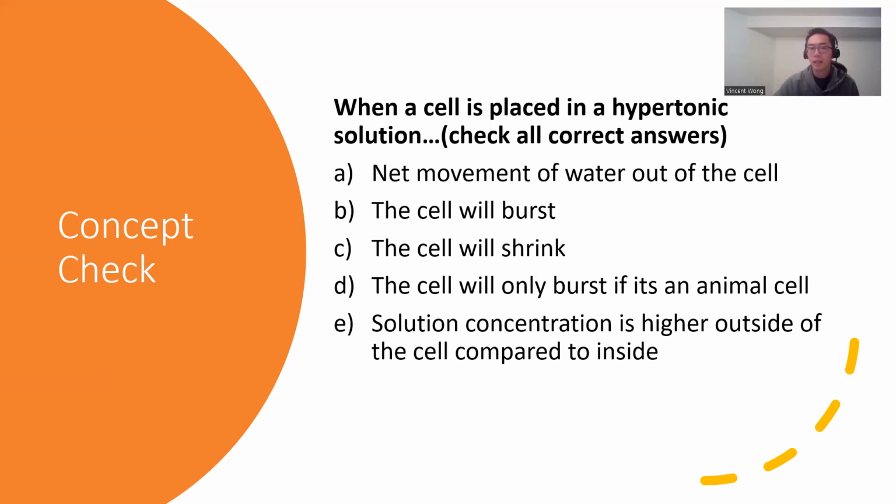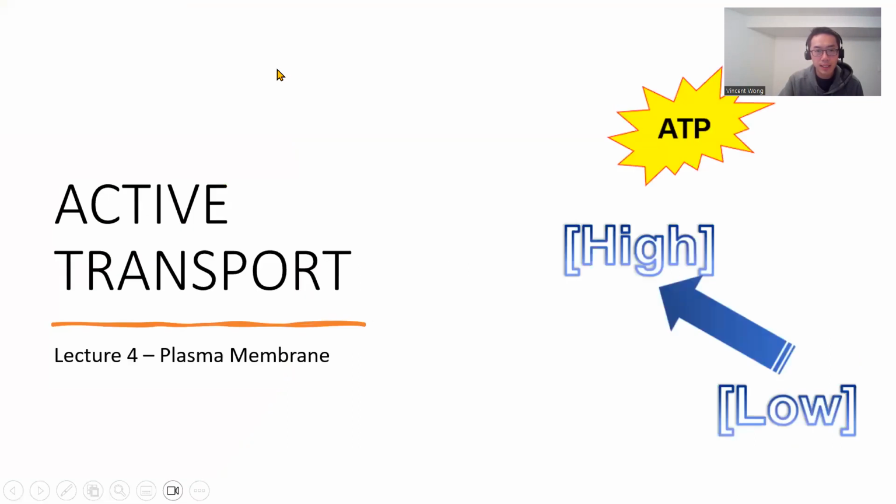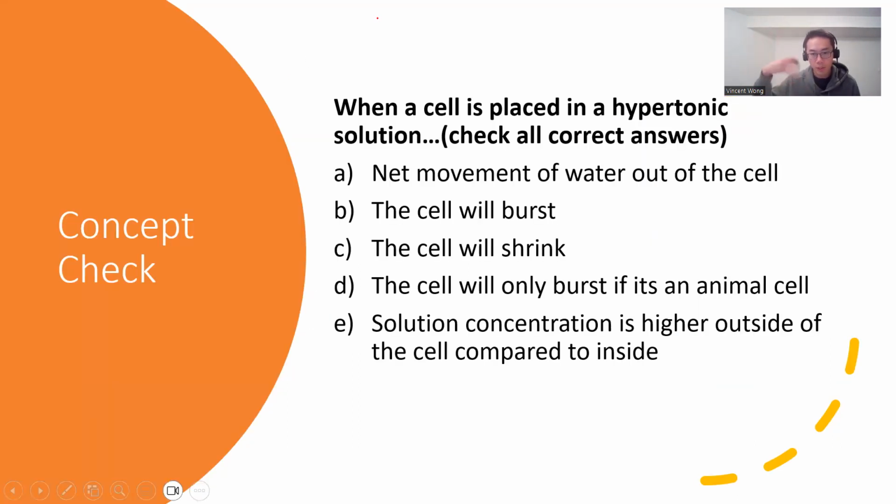All right. So hypertonic, if you look at the notes we took earlier today, that's when the water is basically leaving the cell, right? So net movement of water is out of the cell, which will cause it to shrink. And the reason why the water is leaving is because the concentration is higher outside compared to the inside. So A, C, and E are all correct.